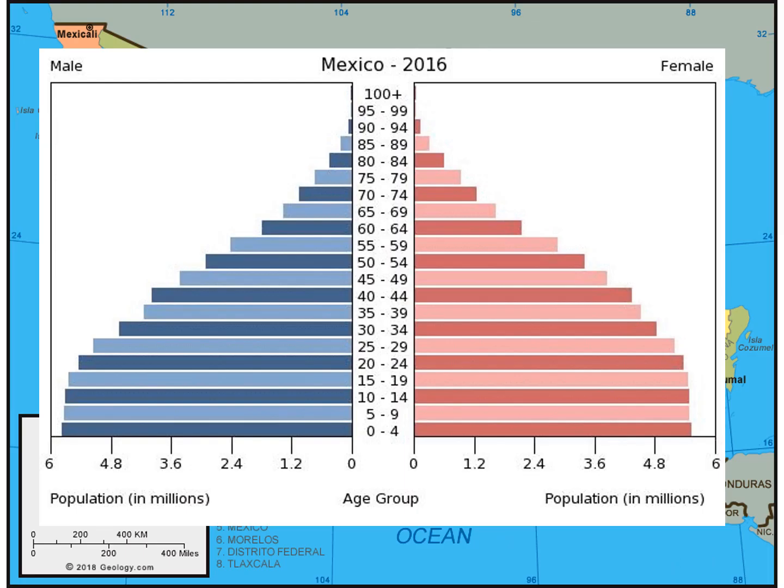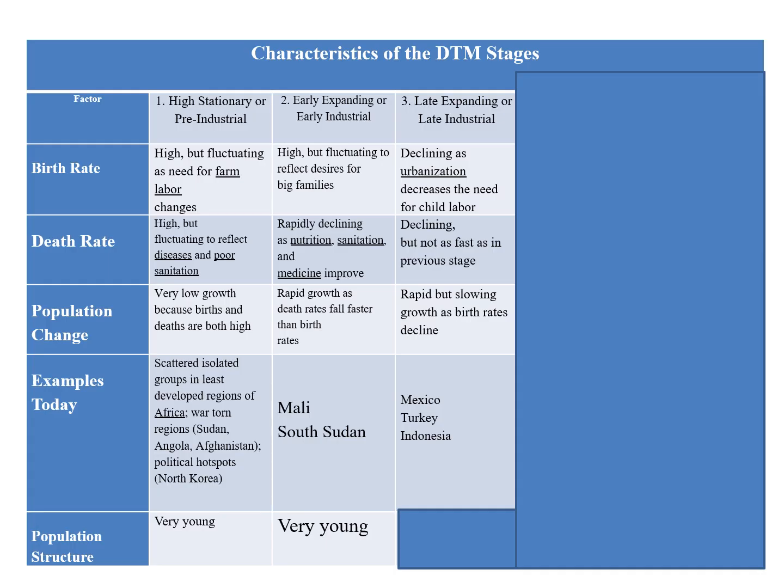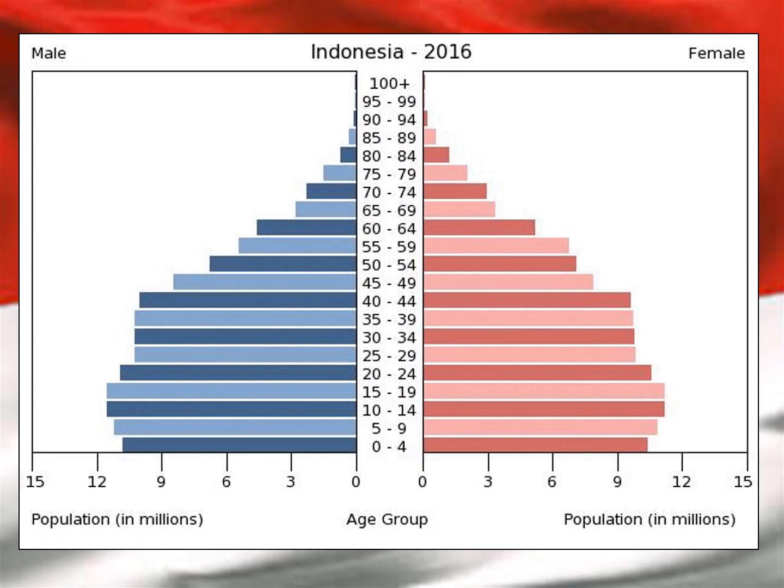A stage 3 pyramid is going to look like this. I call this kind of a fat pyramid shape. We are starting to see those younger cohorts start to come down. That's because the birth rate is slowing. So it's going to look like this fatter shaped pyramid. So again, some good examples of stage 3 countries would be Mexico, Turkey, Indonesia, India, Bangladesh. All of these countries still see slight population growth taking place, but it's not as rapid as it once was.